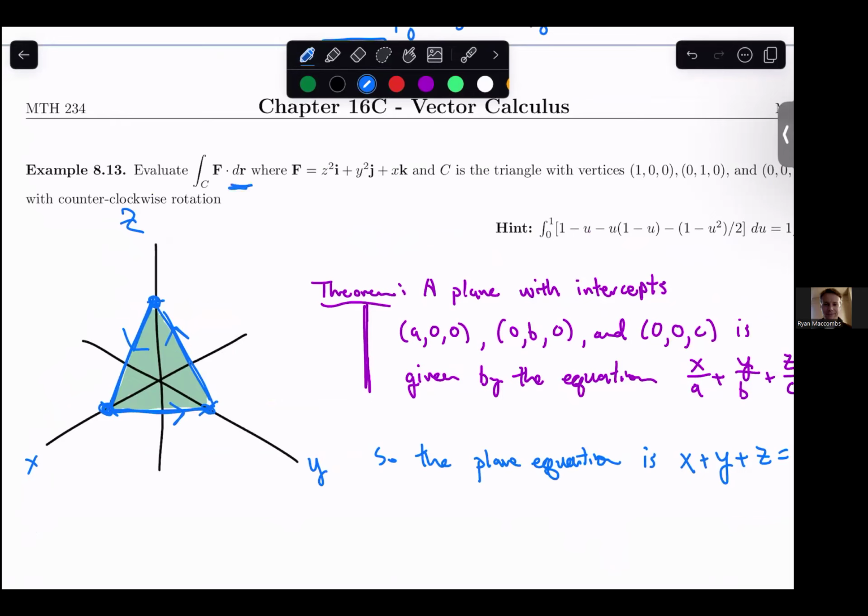The r prime of t sort of deal. And then we need to evaluate out 3 different line integrals. And that would be a bit time consuming. So it's not hard necessarily, but it would take up a decent amount of time.